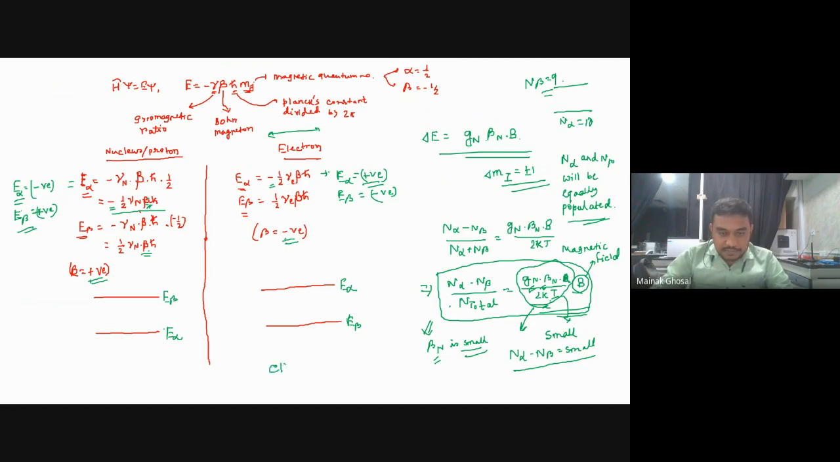CH3. Okay, so H3C single bond C double bond O, and there is a hydrogen. So my question is: will both the hydrogens face the same field, or will these two hydrogens have the same delta value?